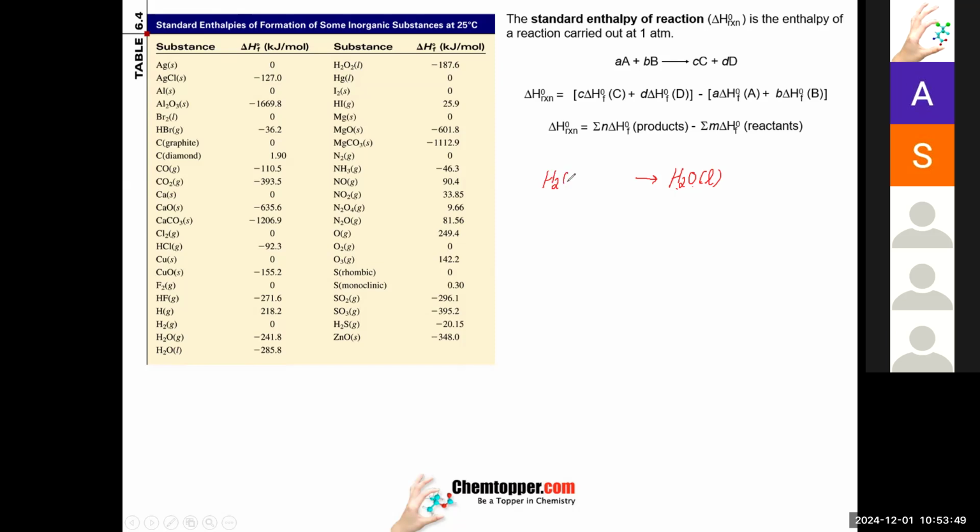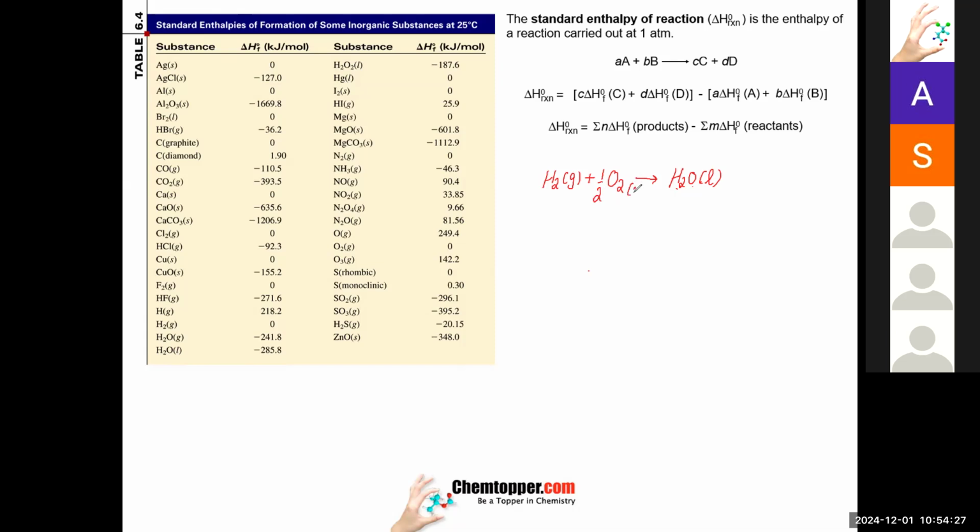H2 gas. What else? Is it O or O2? You are going to take O or O2? No, Arnav. O does not exist. Do you have O around you, Arnav? Yes, O2. There is no O in the atmosphere. There is no O in the lab. There is no O around us. We have O2. This is for 1 mole.